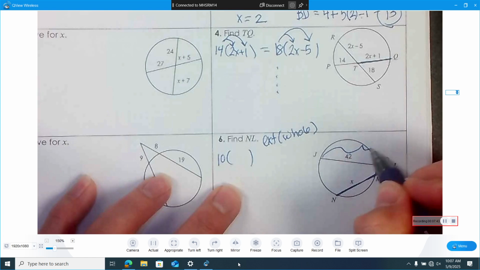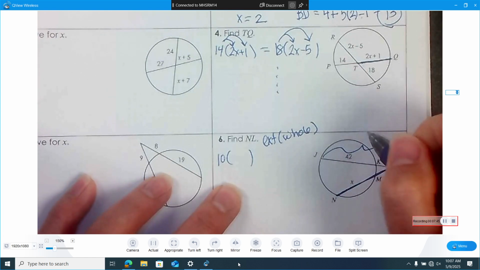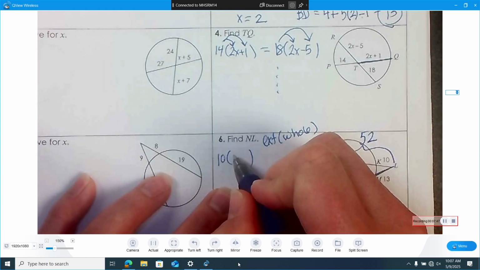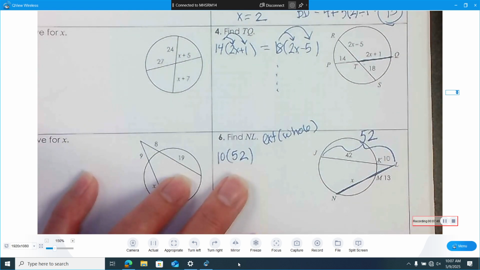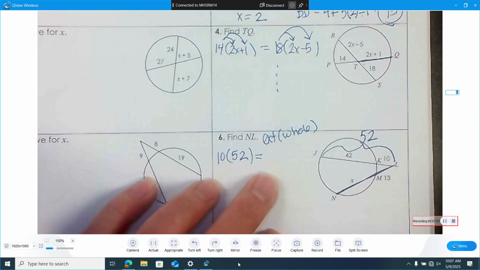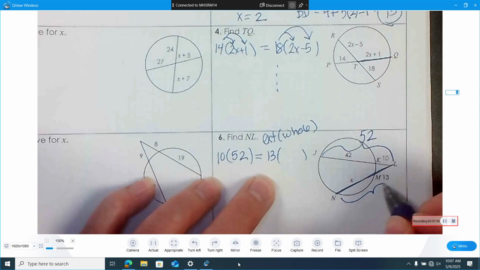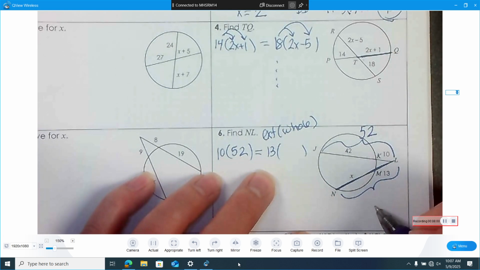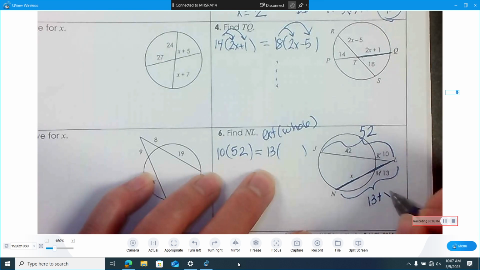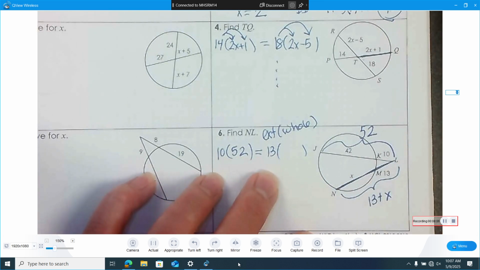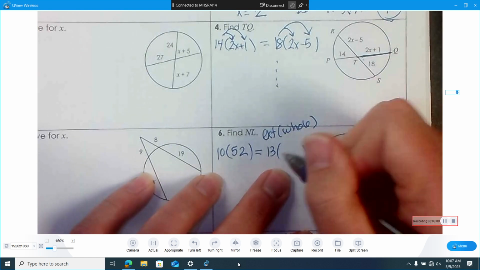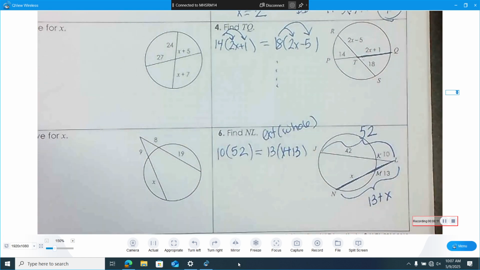And what is the whole thing? Yeah, the whole thing is 52, so that's going to be 10 times 52, is equal to, what's the exterior on the other secant line? 13, and then what is the whole thing? 13 plus x, or x plus 13, adding lengths together. So we get x plus 13 for the whole thing. So be a little bit careful when you're doing that.